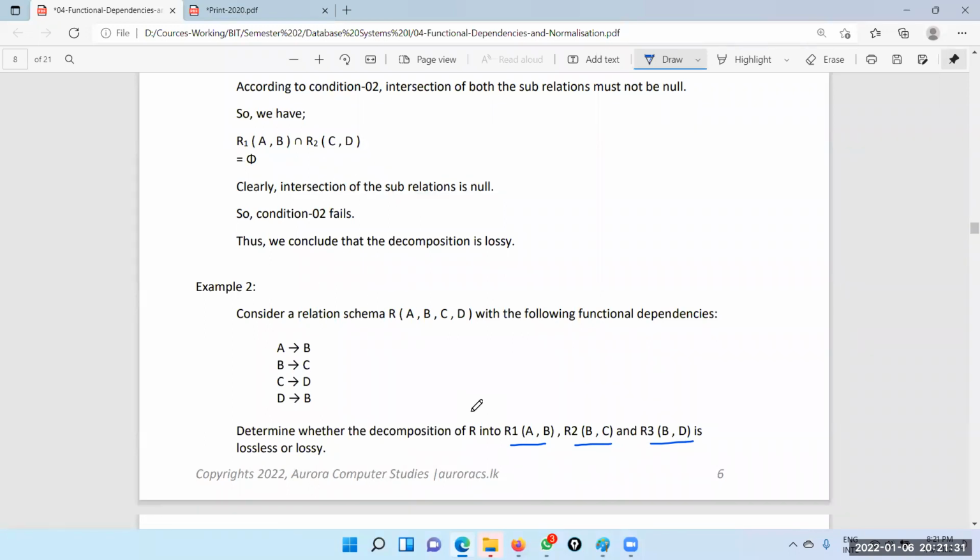Right. Now these rules are related to decomposition into 2 sub relations, but here we have decomposition into 3 sub relations. So therefore the first thing is you want to subdivide this into something like this. Then this one subdivide into this.